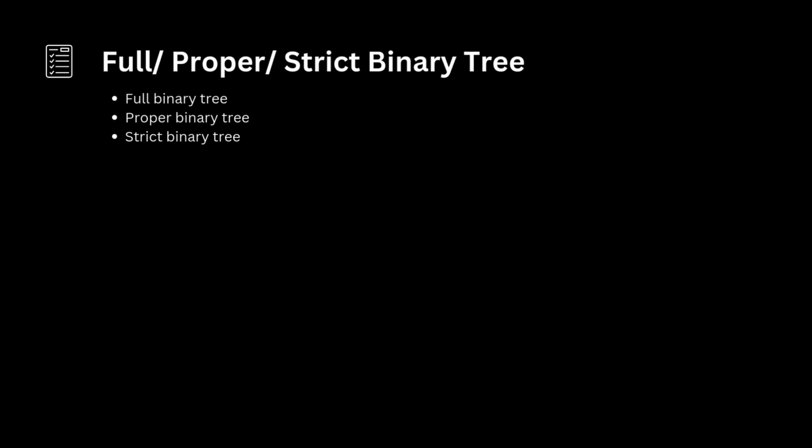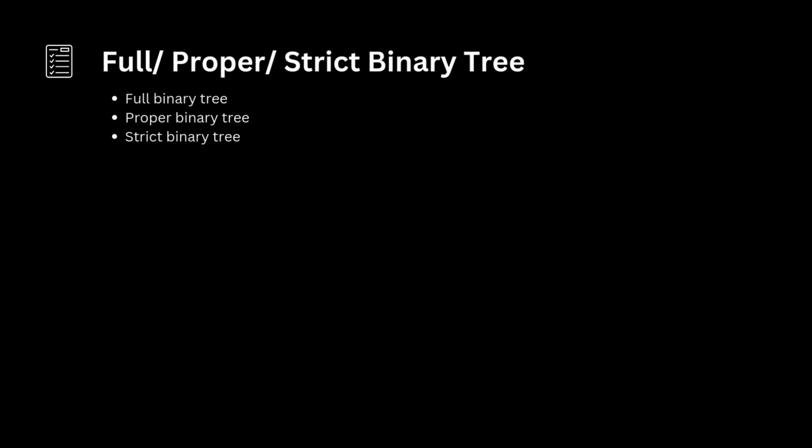In summary, we can say that in a full binary tree, all internal nodes have exactly two children, and leaves are at the same level. Proper binary tree is typically used to describe a binary tree where all nodes have either 0 or 2 children, though the definition may vary. Strict binary tree is often used as a synonym for a full binary tree, indicating that every node has either 0 or 2 children. In most contexts, these terms are used interchangeably, but it's essential to clarify the definition if you encounter them in different contexts or sources.